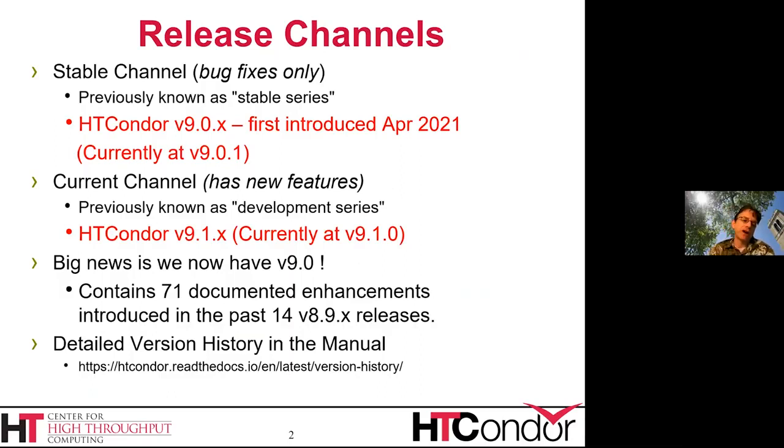And we have our development series, or what we now call the current channel. We started a new development series, so we released 9.1.0. And of course, the big news here is, we finally got HTCondor version 9.0 out the door. This contains 71 documented enhancements that were introduced in the past 14 8.9 releases. And on the link on the slide there, you can see a detailed version history from the manual.